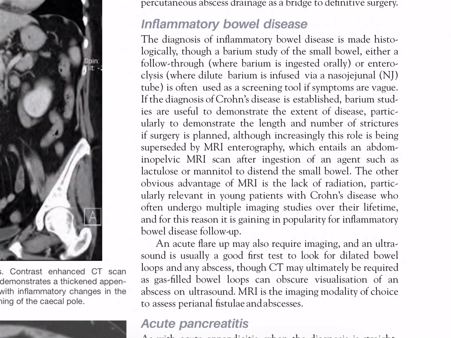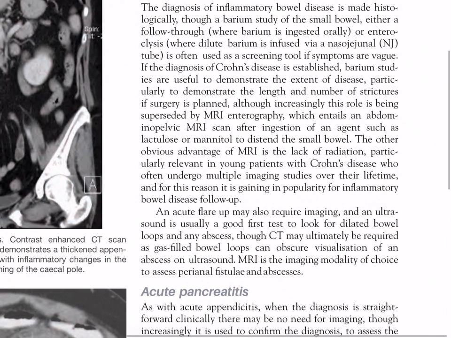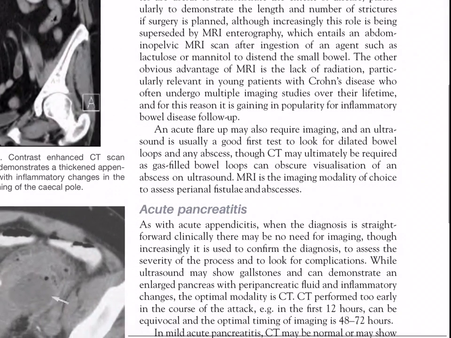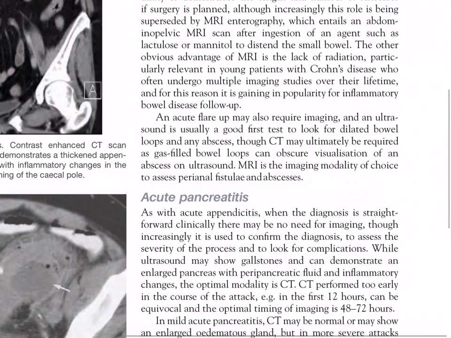An acute flare-up may also require imaging, and an ultrasound is usually a good first test to look for dilated bowel loops and any abscess, though CT may ultimately be required as gas-filled bowel loops can obscure visualization of an abscess on ultrasound. MRI is the imaging modality of choice to assess perianal fistulae and abscesses.